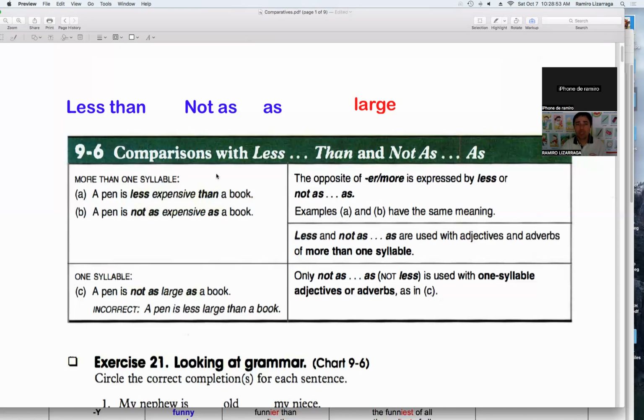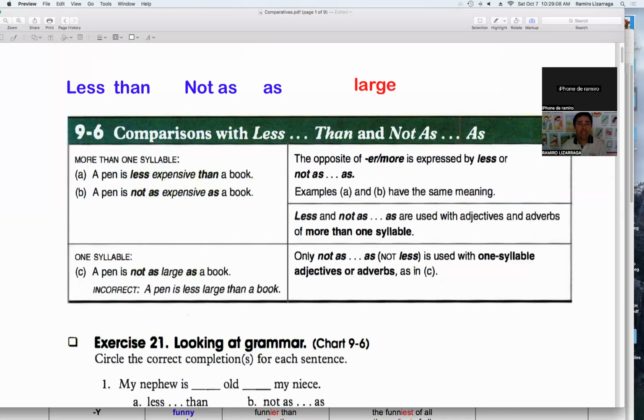The only thing that we are changing is, here we are using less than. We're using less than, okay? Less than. In here, we are using not as, as. And they mean the same.